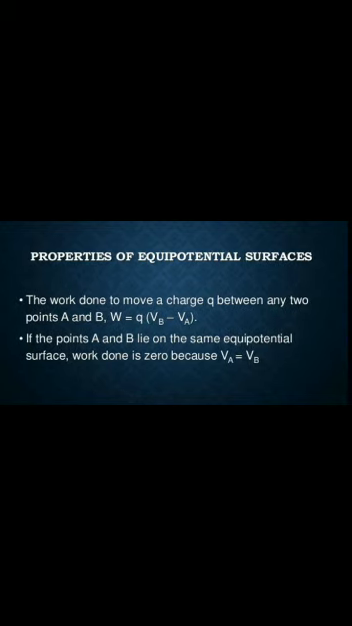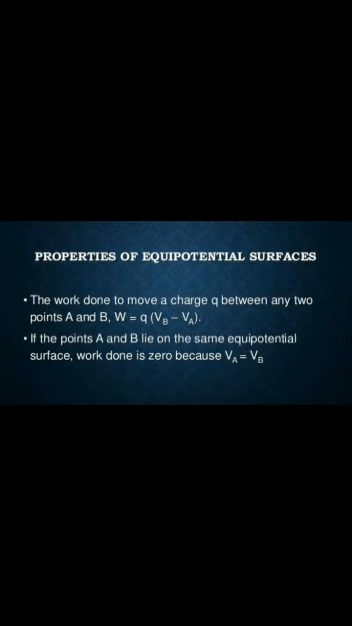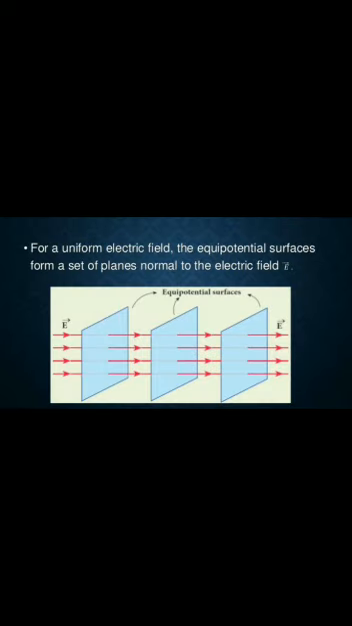If the points A and B lie on the same circle, or on the same equipotential surface, then both points possess the same potential, that is, VA is equal to VB. In that case, the work done will be 0. Next, we have already seen this diagram.